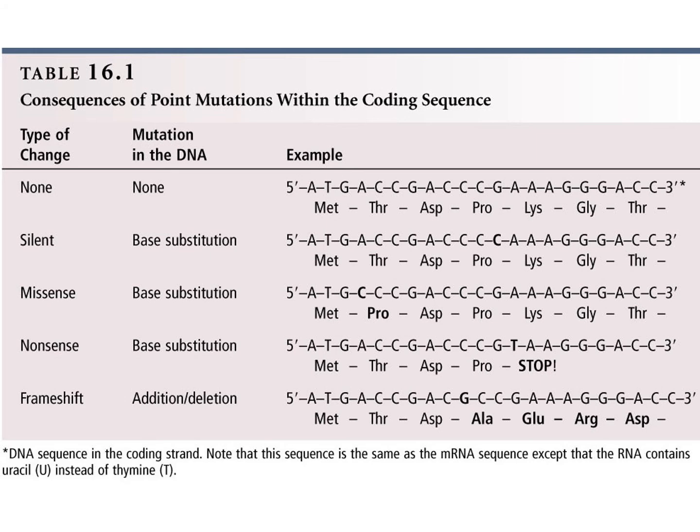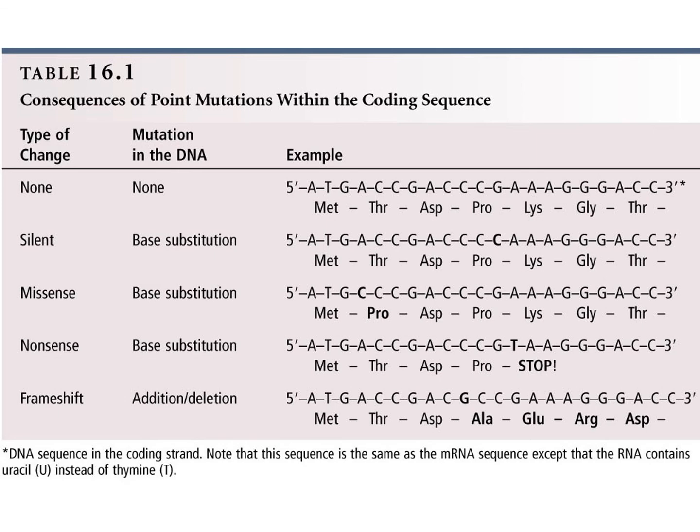When there is a silent mutation, it involves a base substitution. If you notice here, proline is encoded by the codon CCG, and also by the codon CCC. So substitution of the third base does not change the amino acid. It still codes for proline. So that means it is a silent mutation. There is no change in the protein sequence.